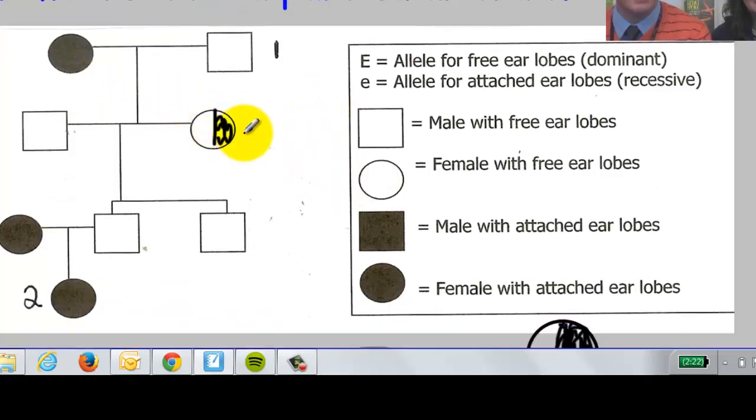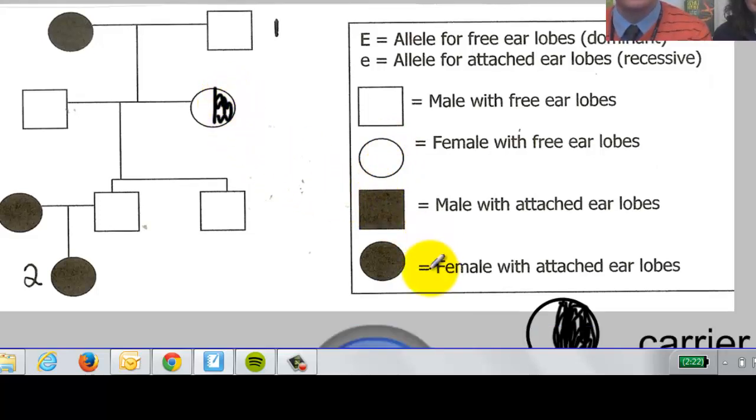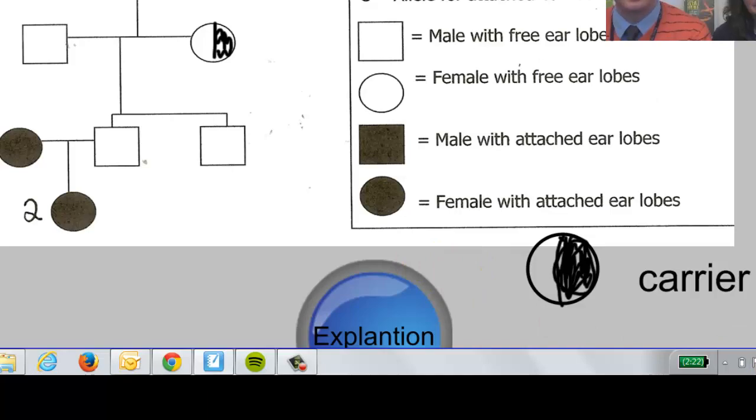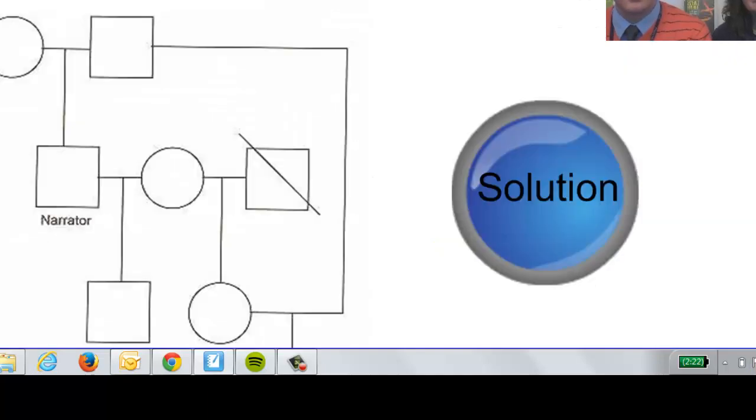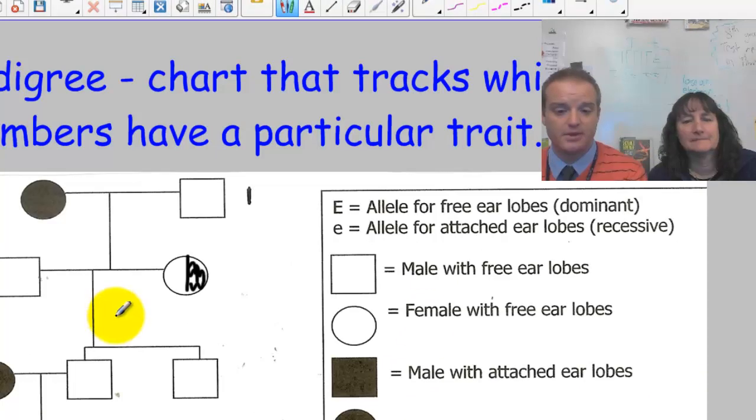So the big thing from this chart to look at, guys, is which ones are males, females, if they have the trait, and if they're a carrier, the half filled in one. I would definitely have that in your notes. So from there, guys, I think we're going to stop there today. How we use a pedigree.